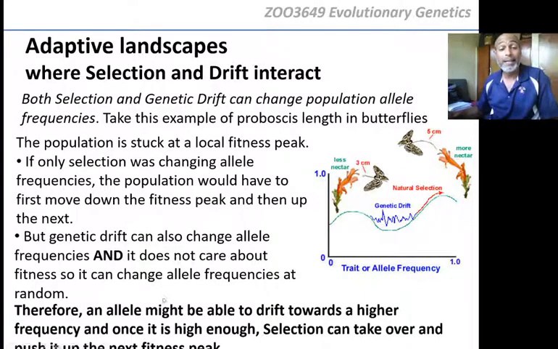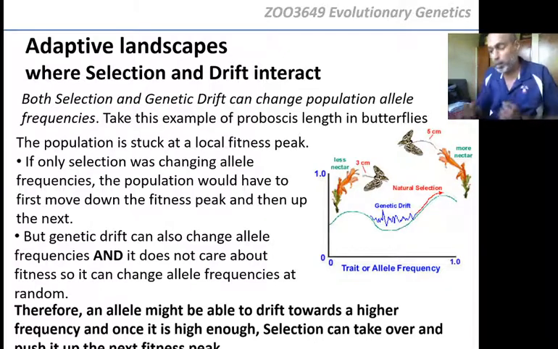An allele can drift towards a higher frequency, and once it is high enough, selection can take over and push it up to the next fitness peak. That is why you cannot have a world where only natural selection is working. That world doesn't work. Evolution can't work in that situation. It needs drift. Do you see now why it needs drift?